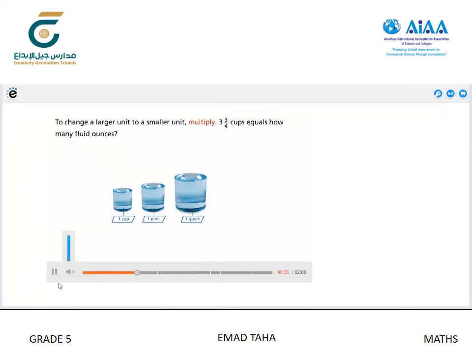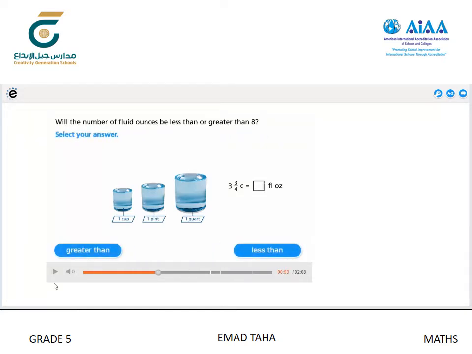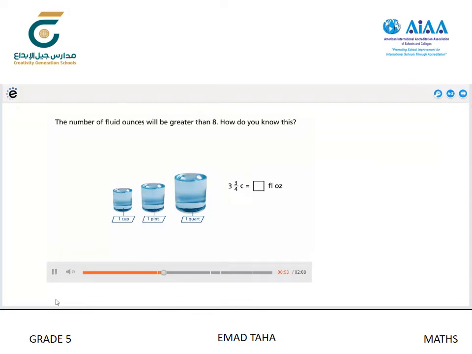To change a larger unit to a smaller unit, multiply. 3 3/4 cups equals how many fluid ounces? Will the number of fluid ounces be less than or greater than 8? Select your answer. The number of fluid ounces will be greater than 8. How do you know this? There are 8 fluid ounces in 1 cup, so 3 3/4 cups will be more than 8 fluid ounces.